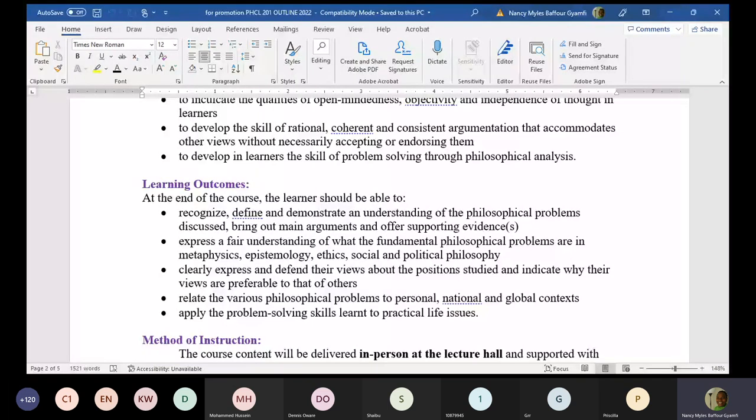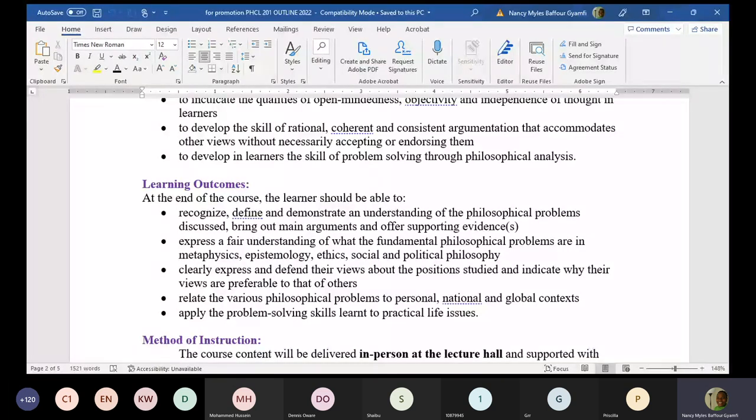Okay, last but one. See how much time I'm spending on the objectives, because that is where you'll be tested, so that we can tell whether you met the goal of the course. To develop the skill of rational, coherent and consistent argumentation that accommodates other views without necessarily accepting or endorsing them. Very important. We don't say we are so open-minded that everything that comes, we swallow. We are not gullible. We are not training you to be gullible.